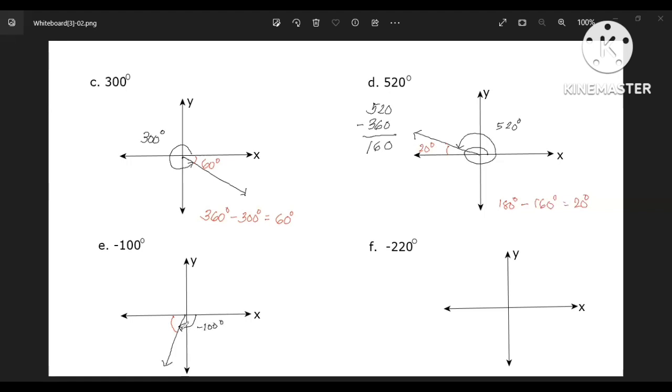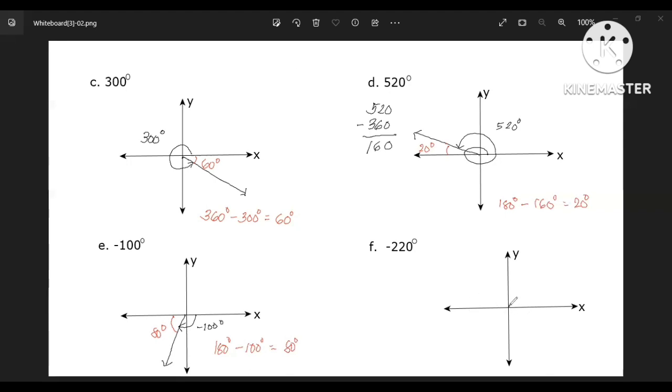Now, to get the measure of that angle, subtract lang po natin yung 100 from 180, diba? So, 180 minus 100 is equal to 80 degrees. So, 80 degrees is the reference angle of negative 100. Take note po, ang reference angle ay lagi pong positive. Wala pong negative na reference angle.